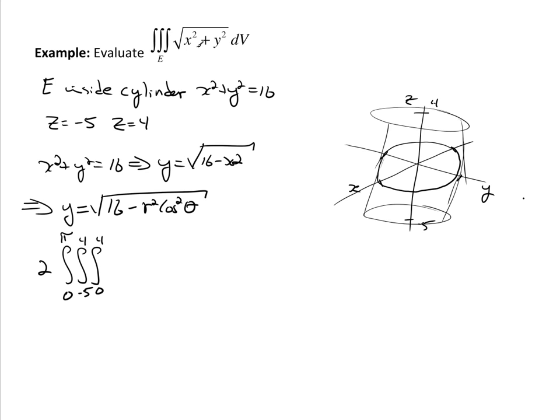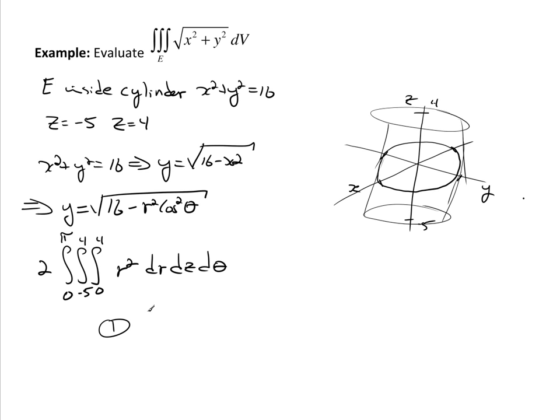This is just the square root of r squared, which is r. So I have r times, remember when I convert over, I'm going to have an r dr, and then I went to z, so there's dz, and then this last piece is d theta. So really, I'm going to rewrite this as simply being r squared. So now I'm going to go ahead and do the integral.